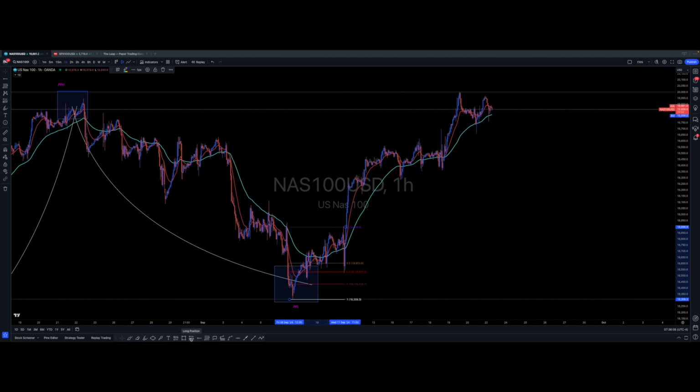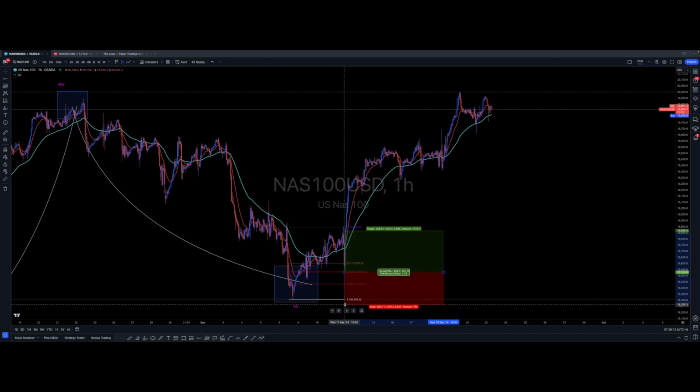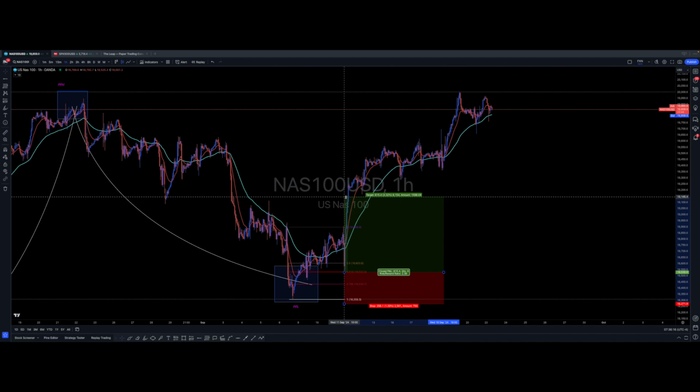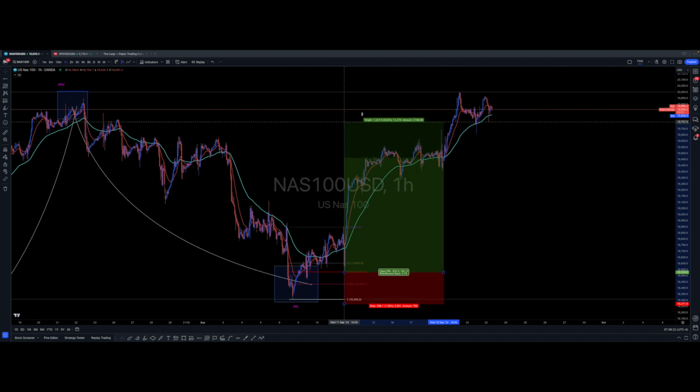There's your entry here. Stop loss obviously goes below the previous peak formation low, and then you just go 2 to 1. Anything after 2 to 1, there's your 2 to 1 trade right there. And obviously still going as we speak. This is so far a 5.5 to 1 risk to reward ratio.